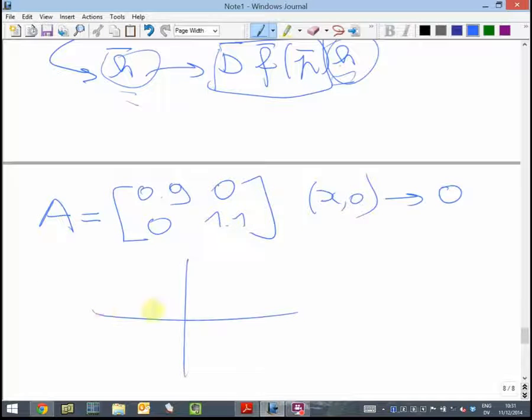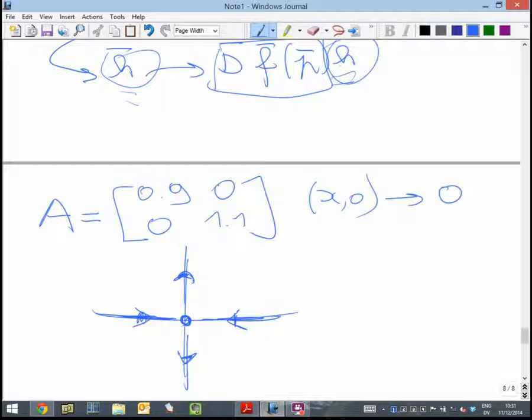So the origin is the attracting direction. All of the points along the x-axis are the attracting direction, and the y-axis in this case is the repelling direction. These attracting and repelling directions are important, and this is what will give rise to stable and unstable manifolds.